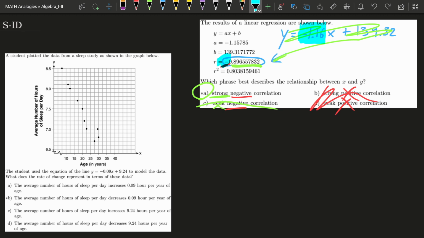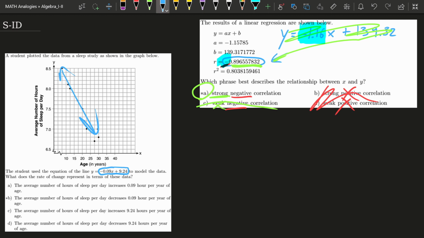Now, what about the bottom problem? So a student plotted this data, and they actually used a nice little formula to help. So y equals negative 0.09x plus some amount. So that's going to be some kind of line that goes roughly through there.